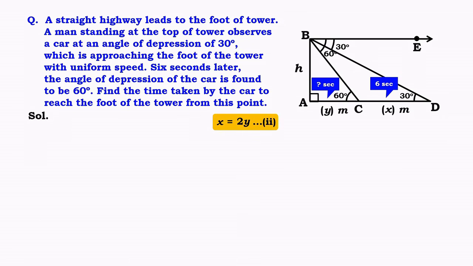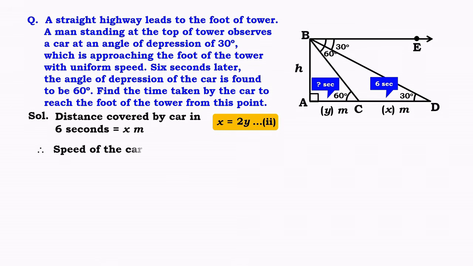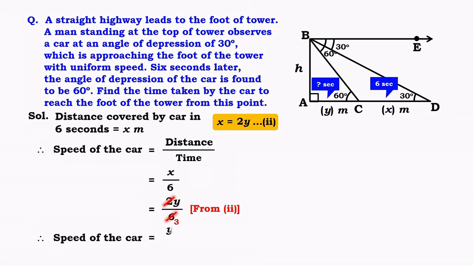Now, we have already obtained the relation x is equal to 2y. The car covers a distance of x meters in 6 seconds. Therefore, the speed of the car is distance divided by time. So, speed is equal to x divided by 6. From equation 2, x is equal to 2y. Therefore, speed is equal to 2y divided by 6. On simplifying, the speed of the car is y divided by 3 meters per second.